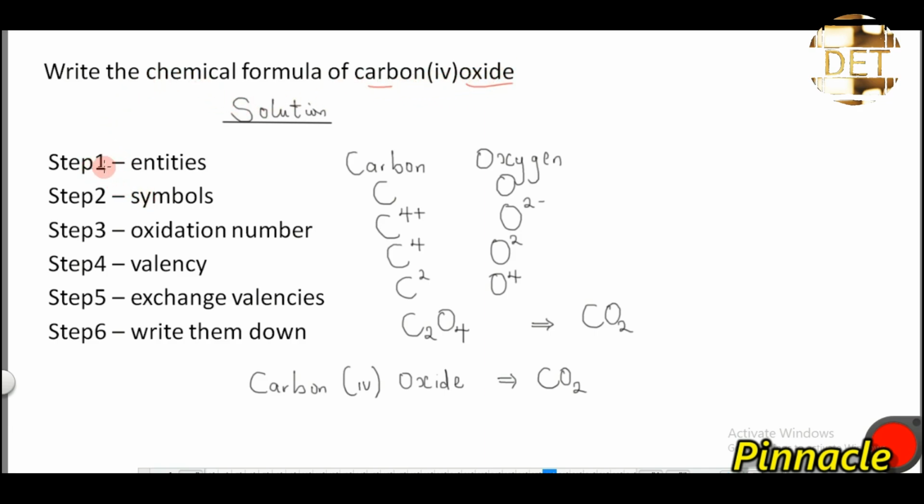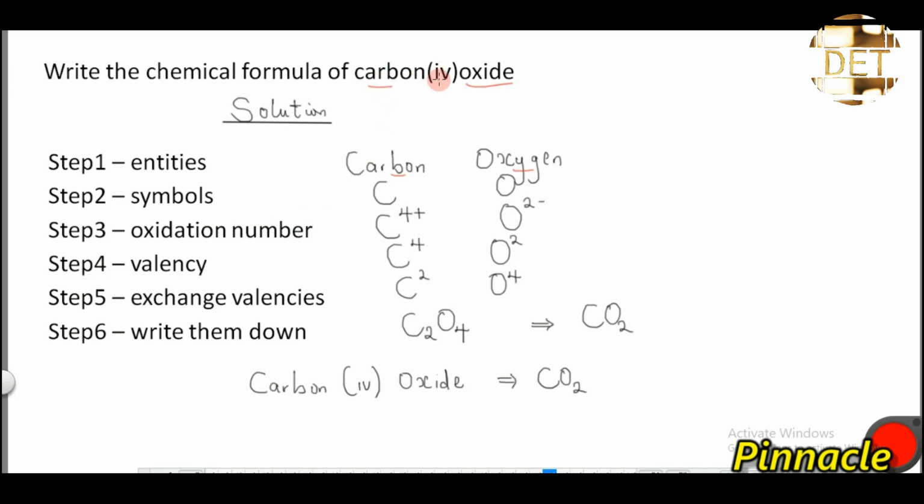So the first thing that you want to do is to write out the entities, the elements that are involved. When you hear the word carbon 4 oxide, the 2 elements that should come to your mind are carbon and what? Oxygen. So these are the 2 entities, carbon and oxygen. The next thing is to write out your symbol. The symbol for carbon is C and the symbol for oxygen is what? O, capital O.